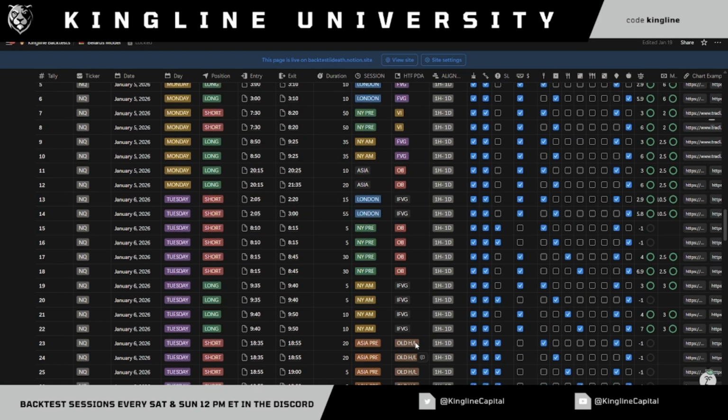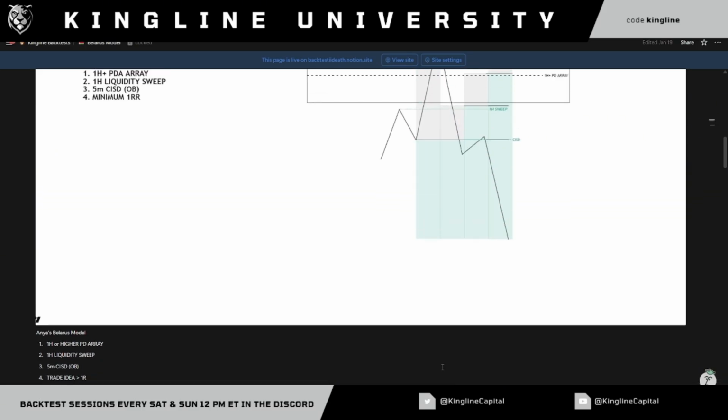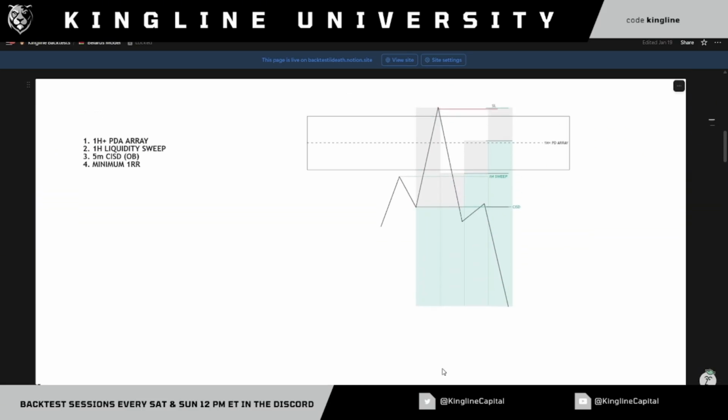All right, so going over the rules of the model one more time. I don't believe any of you are new, but what we are looking for is a higher time frame PD array, 1 hour or more. Then as price trades into that PD array and drops back down, we are looking for a 1 hour sweep.